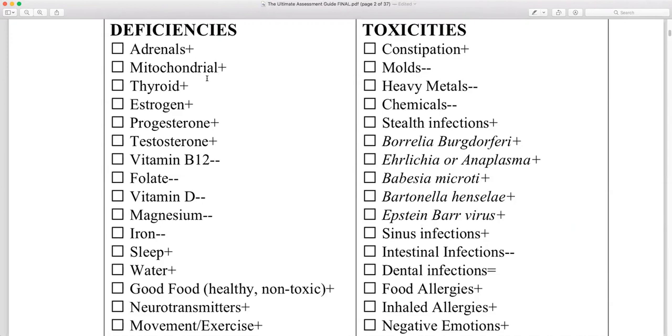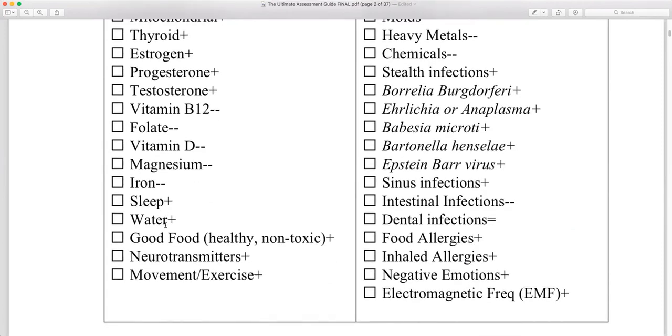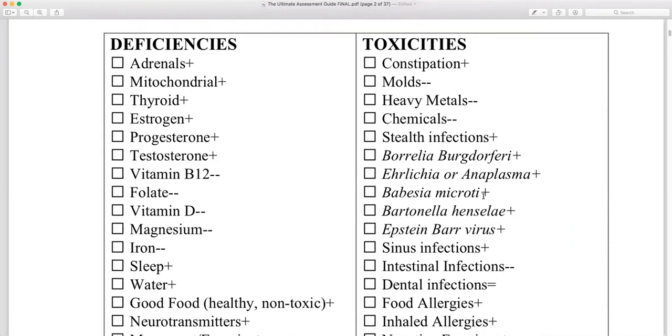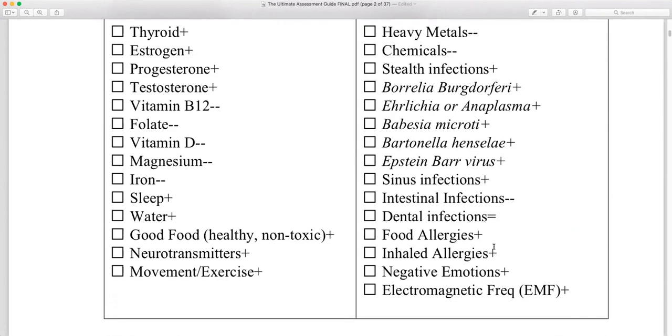So adrenals, mitochondria, thyroid, estrogen, progesterone deficiency, testosterone, sleep deficiency, water, good food deficiency, neurotransmitters, movement, exercise. And then over here under toxicities, constipation, stealth infections, all these stealth infections, sinus infections, food allergies, inhaled allergies, negative emotions, and EMFs. So those are all kind of subjective experience.